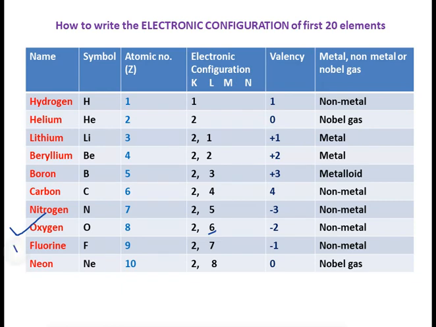Next we have fluorine, capital F, atomic number 9. So 9 protons, 9 electrons, 9 protons in the nucleus and 9 electrons will revolve around the nucleus.